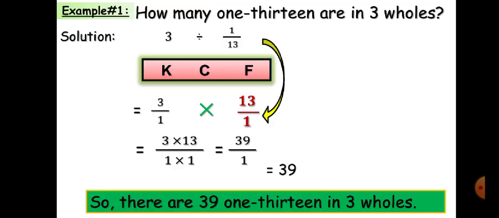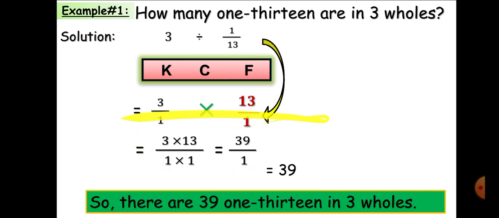So both ways you can do this. Then how many 1/13 are there in 3 wholes? So we have to find 3 divided by 1 over 13. We have to apply the KCF method. You have to keep the first fraction the same, but if it's a whole number, then put 1 under it. Then change the division sign into a multiplication sign. Then flip the fraction 1 over 13 into 13 over 1. No simplification, so multiply numerator with numerator, denominator with denominator. You get 39 over 1, that equals 39. So there are 39 one-thirteenths present in 3 wholes.